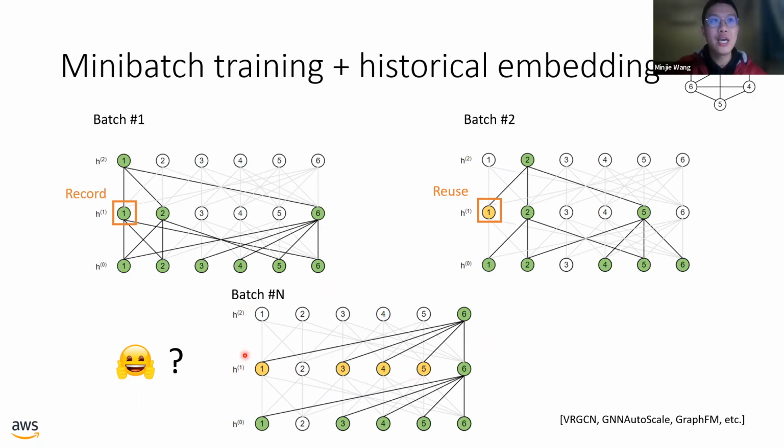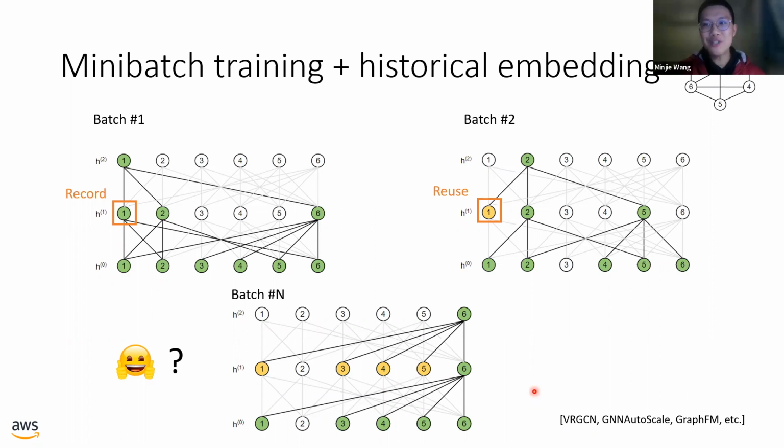So you can see here, this is a computation graph of the last batch. In this example, all its neighbors are being reused. This line of work actually goes back, I think, to 2018. There's a pioneering paper called VR-GCN, variance reduction GCN, and there are also follow-up works like GNNAutoScale and GraphFM. They are also following this kind of idea.